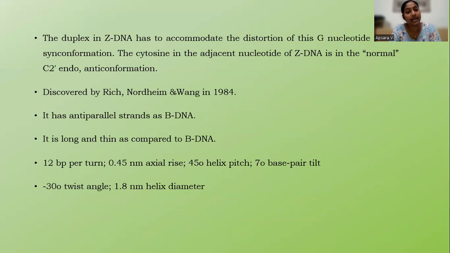It is long and thin as compared to bDNA, and it has 12 base pair per turn, and it has a 0.4 nanometer axial rise, 45-degree helix pitch, 7-degree base pair tilt, minus 30-degree twist angle, and 1.8 nanometer helix diameter.